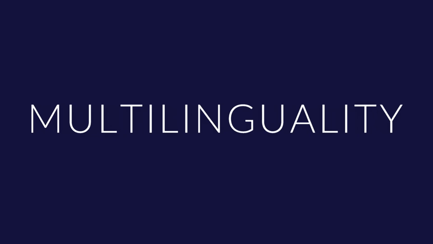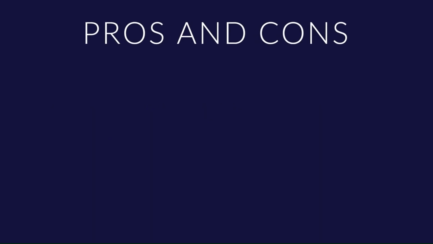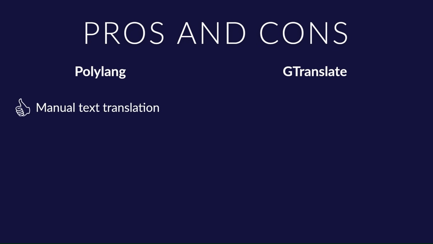Two ways to create a multilingual website. Before we start, we'll go over the pros and cons of the two plugins we'll be using. Polylang allows you to manually create all pages for multiple languages. So, you translate manually and the possibility of a translation error is almost non-existent.